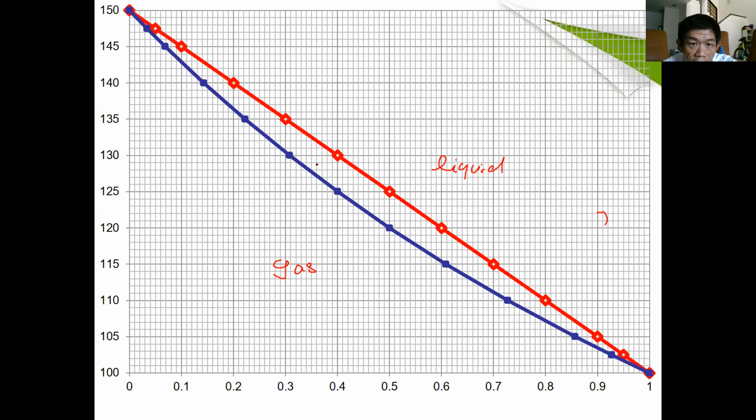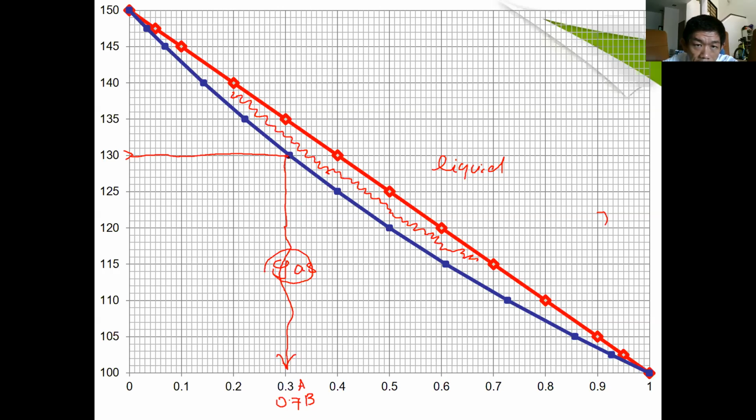And what happens if the point is in between here? If it is in between, this is where liquid and gas are at equilibrium. We have also already discussed what happens under the pure vapor pressure of A, for example at 130 kilopascal. What is the composition in the liquid state and also in the gaseous state? Here there is 0.3 of A, which means you have 0.7 of B. This is for the gaseous composition.